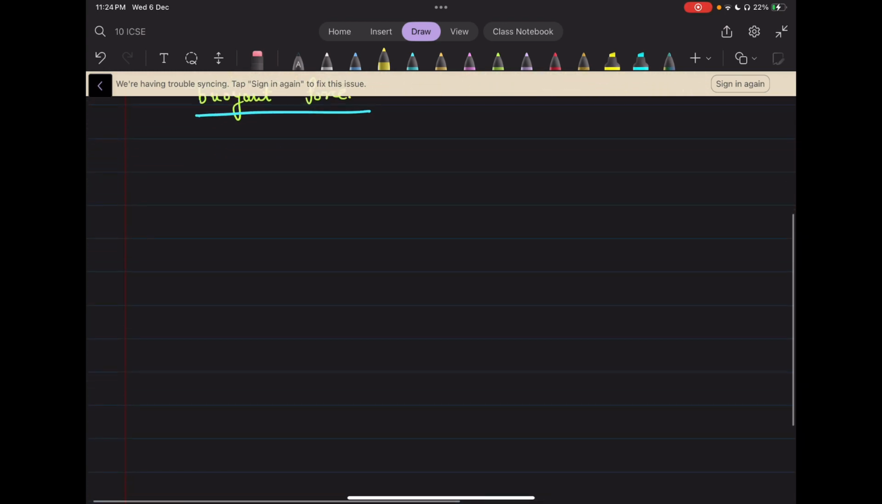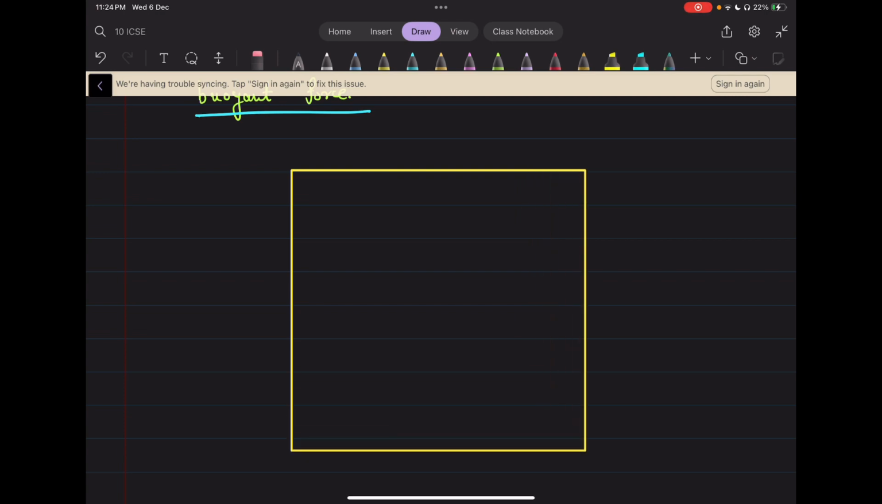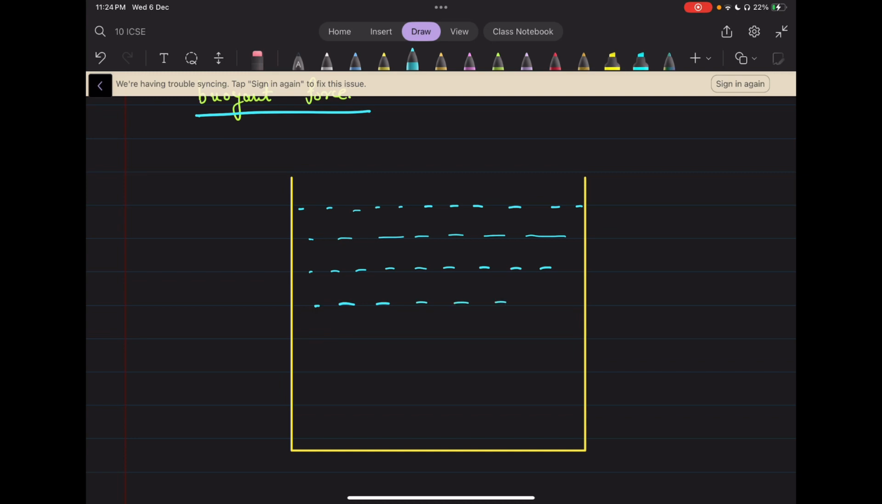Let's start. First we will take one container and we will fill this container with water. So here this is the water which is filled up to a certain height. But we are taking one cylindrical object which is completely immersed in it. This is a cylindrical object.